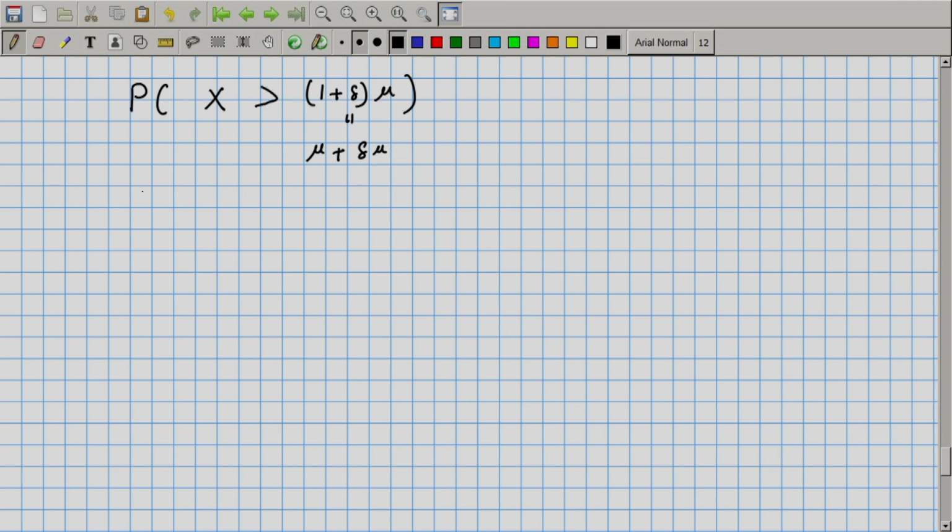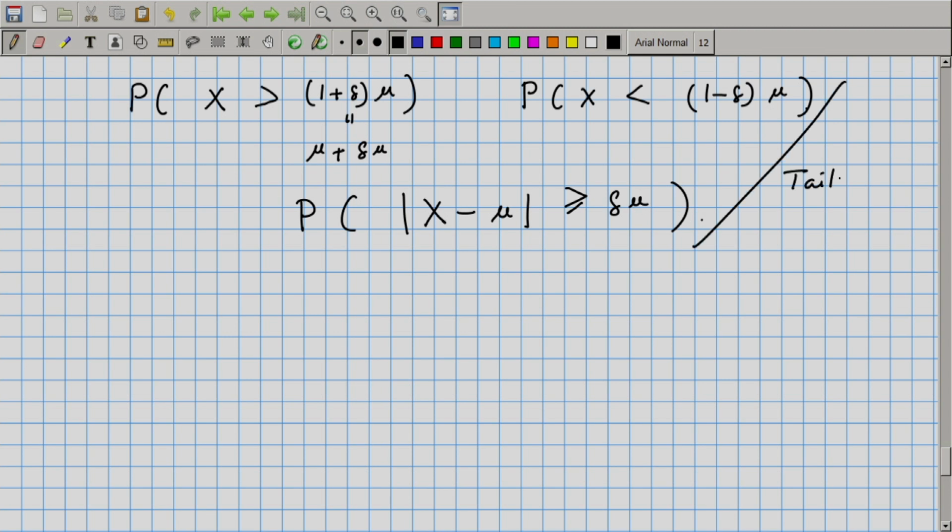Okay. And we will also look at the probability that x is less than 1 minus delta times mu. And together we will combine these two things and compute the probability that the absolute value of x minus mu is greater than delta times mu. These will be specific cases of what are known as tail bounds. We will do this for the case where x is a sum of Bernoulli trials or even Poisson trials.